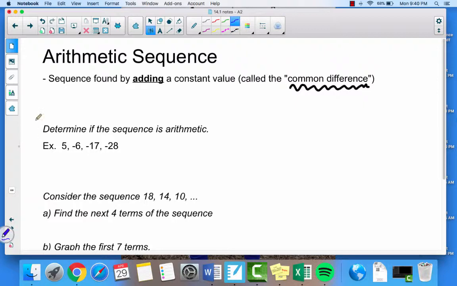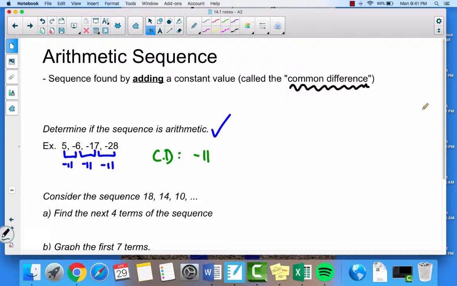An example here says determine if the sequence is arithmetic. So the way to check this is to see if the number that is added each time is the same. And we've got these four numbers listed here: 5, -6, -17, -28. So if I check how to get from one number to the other, in this case from 5 to -6, we subtracted 11. To go from -6 to -17, we subtract 11. And then to go from -17 to -28, we also subtract 11. So because the same number is being added or subtracted each time, that means it is arithmetic. And then the common difference would be -11 if it asked.